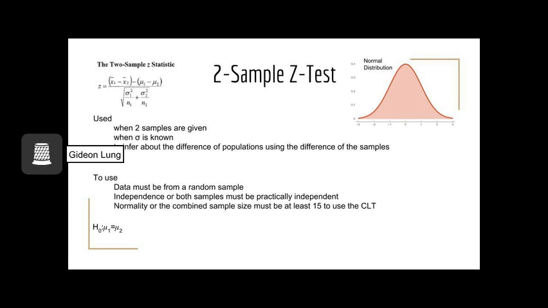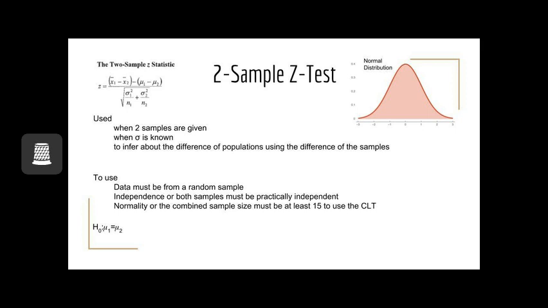Here we have the two sample z-test. The sample z statistic is x bar 1 minus x bar 2 in parentheses, minus, in parentheses, mu 1 minus mu 2, all over the square root of the standard deviation squared over n1 plus the standard deviation squared over n2. When is this used?